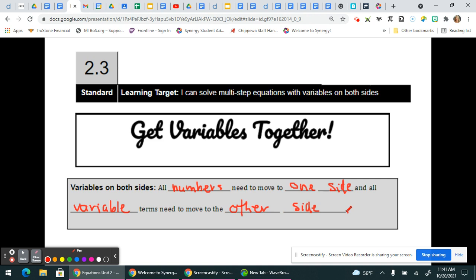Okay, so what's going to happen is we're going to have equations that have variables on both sides. And what we have to do is isolate them, and we have to get them to only one side so that we can solve for a variable. And I'll explain that as we go. So that's going to be very important. We're going to isolate our variables. We're going to need them on one side. So variables on one side, numbers on the other.